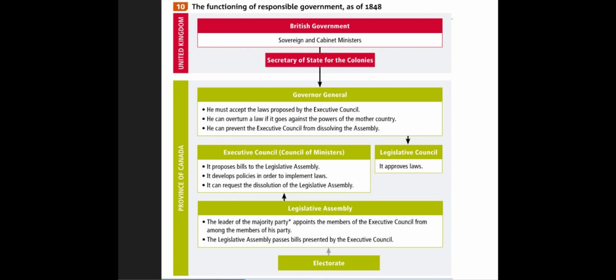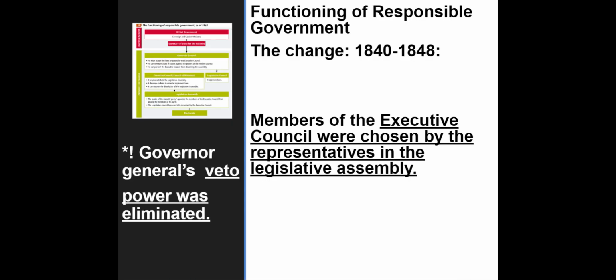So 1848, 8 years after the Act of Union, we see the Legislative Assembly. You see that arrow pointing up. Why? Because the leader of the majority party in the Legislative Assembly is able to appoint who works in the Executive Council. So why is this important? Because those in the Executive Council are the ones proposing bills, developing policies, etc. So good time to pause the video to study this very important political structure. How does it function? Like I said, the change was in the Executive Council, who are now chosen by the Legislative Assembly. Another important thing to note is the Governor General's veto power has been eliminated.